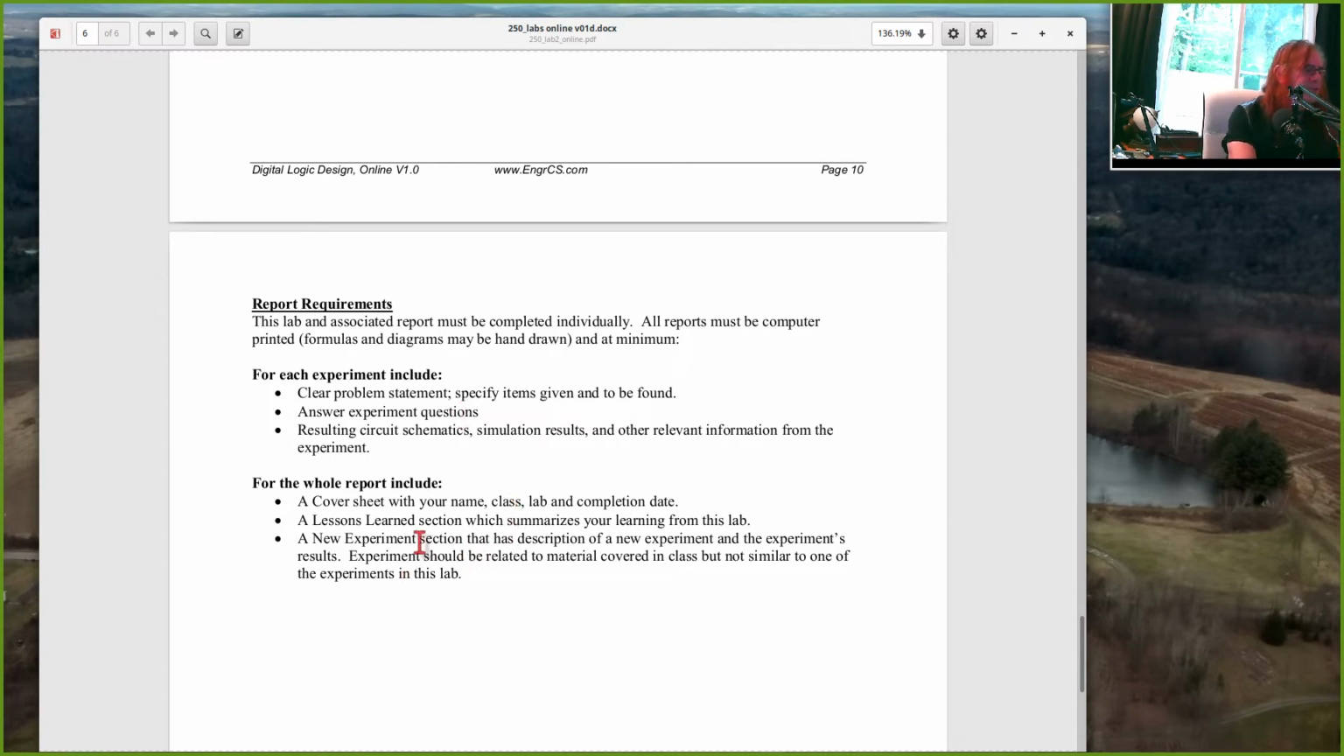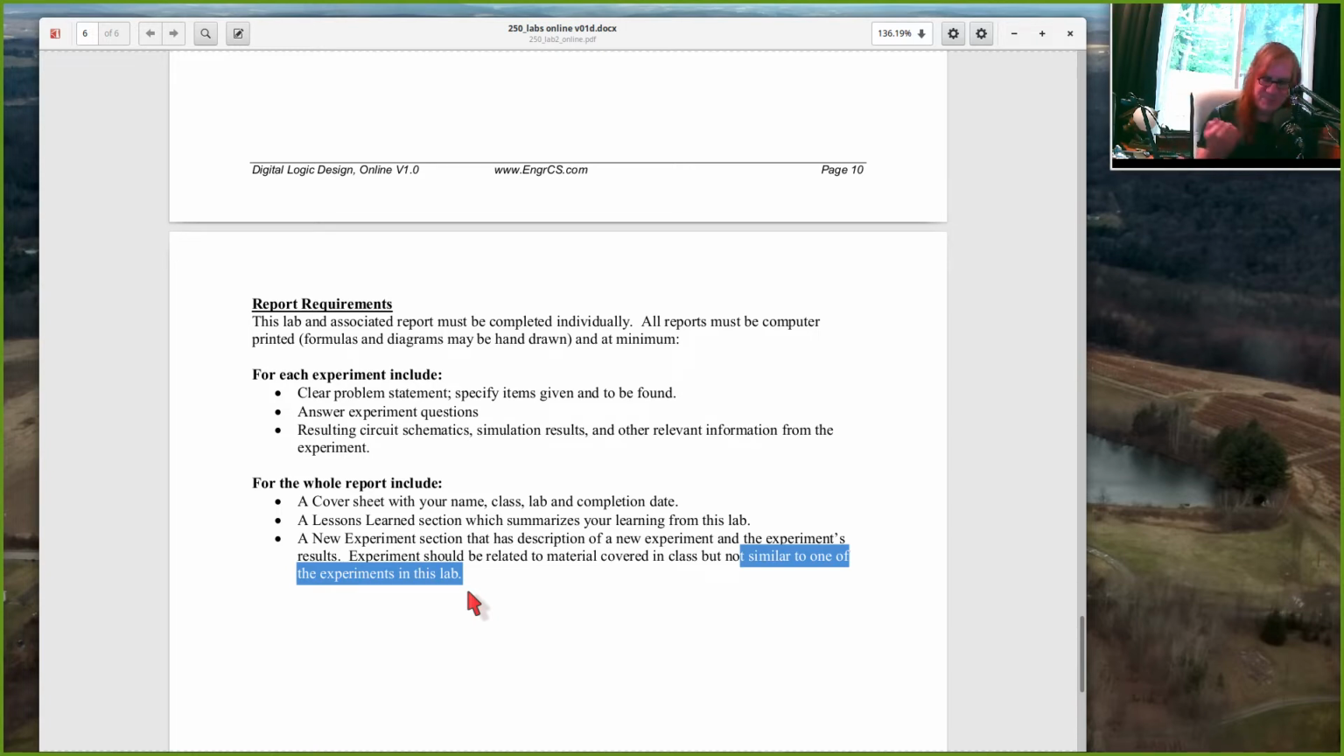All right, new experiment. So I saw some good new experiments, but also about half of the new experiments I saw were simple variations on the experiments in the lab. And it says right here, and we said in class, experiments should be related to the material covered in class, but not similar to one of the experiments in the lab. And I got multiple new experiments that said, let's repeat what we did in experiments 3 through 5, but let's use an XOR gate. Well, that is a cool experiment, I agree, but it's very similar to the experiments in the lab.